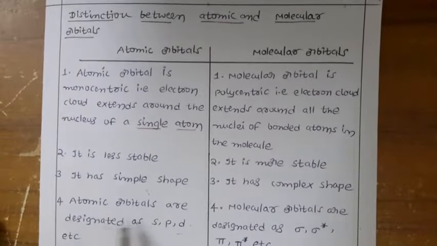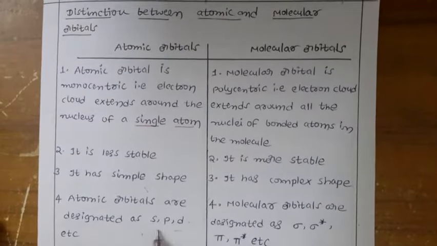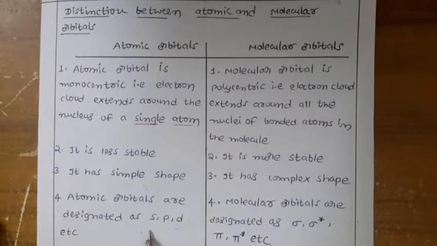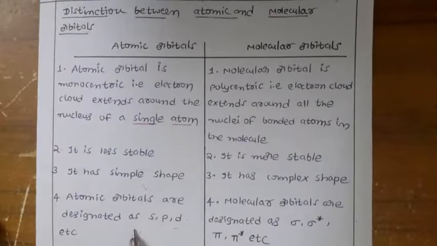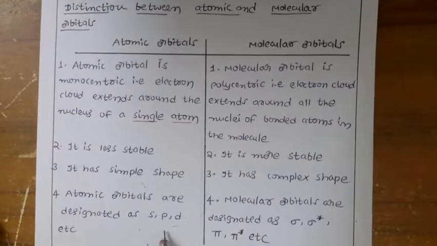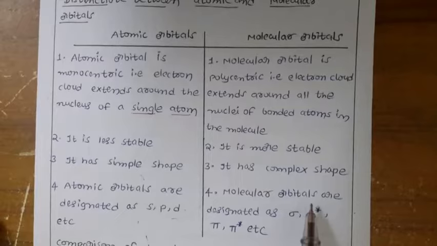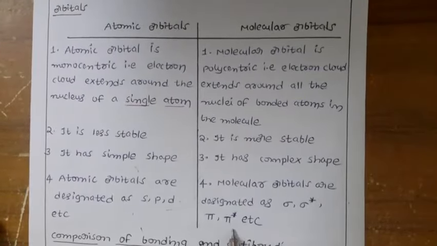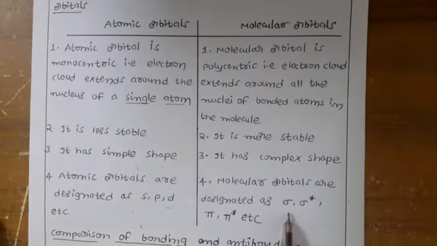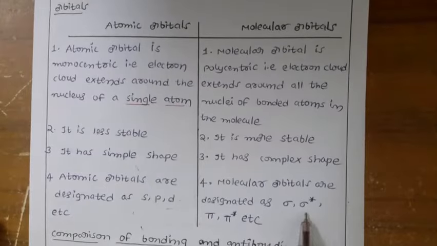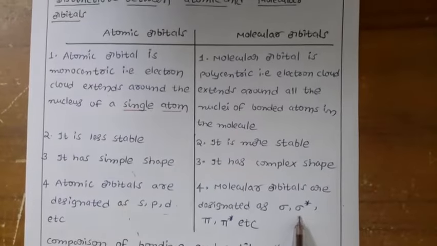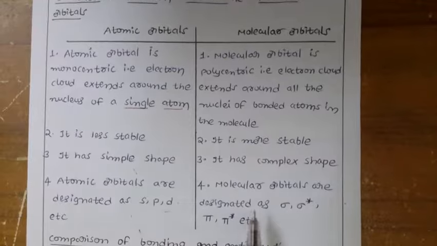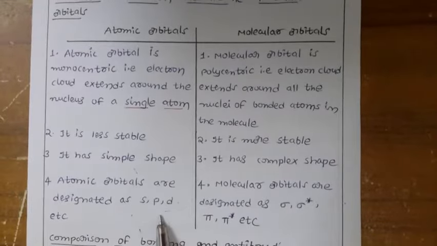Next, atomic orbitals are designated as s, p, d, f, etc. As you know very well, if you see the representation, it is s, p, d. Now come to molecular orbitals. How are they shown? Here sigma, sigma star, pi, pi star, etc. Sigma indicates the bonding, and star indicates anti-bonding.